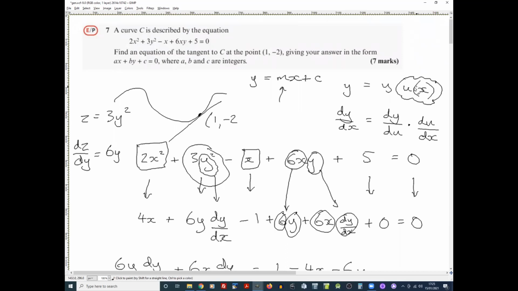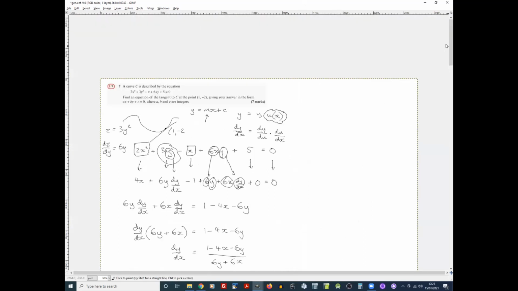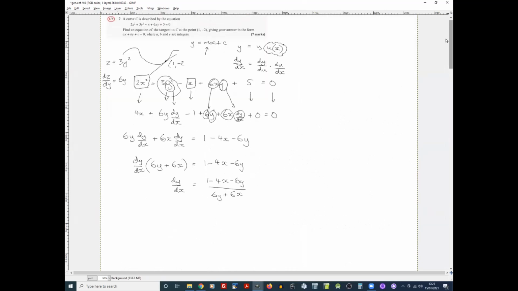What's the question? Where were we? We wanted to differentiate, get dy dx. We have successfully differentiated. So find an equation of a tangent at the point 1, minus 2. Okay, so we have a derivative. Wait, find the equation of a tangent.